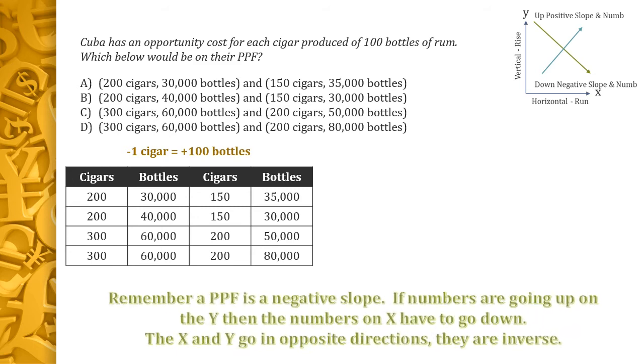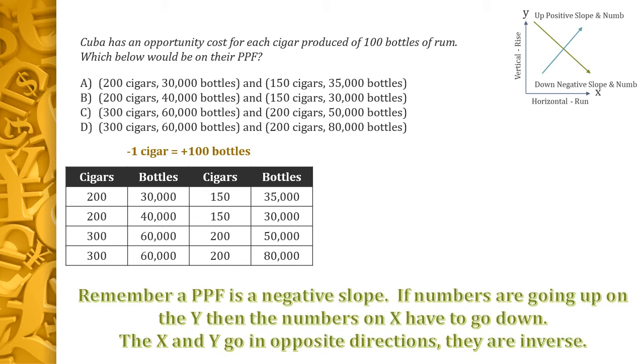The other thing I have to remember is that we're looking at a negative slope because we're talking about a demand. And remember, the demand slope is the one that goes down over here. And if it goes down, it's got to be inverse. That means if some numbers are going up, there's got to be other numbers going this direction.